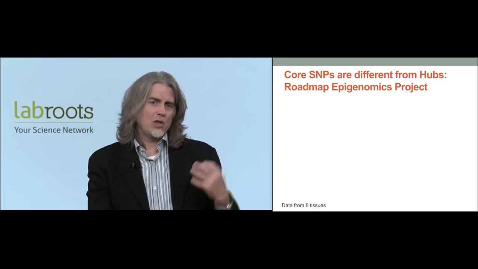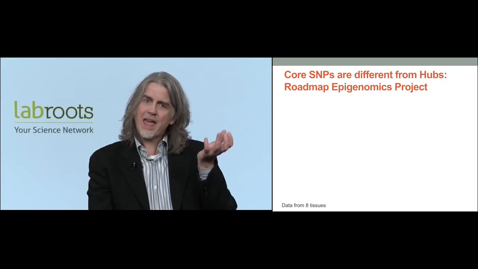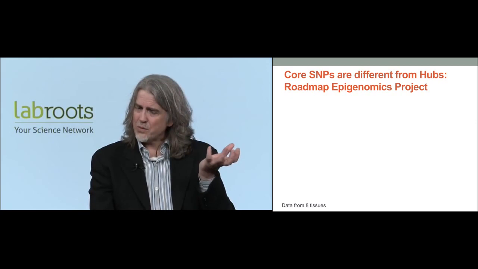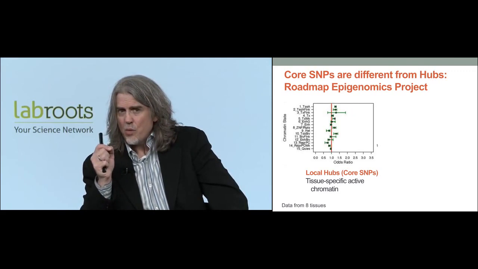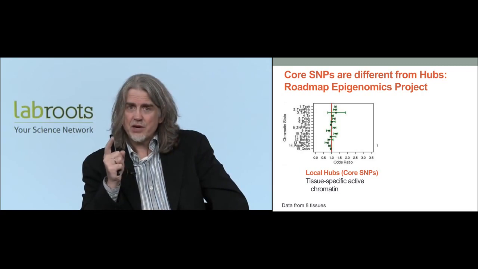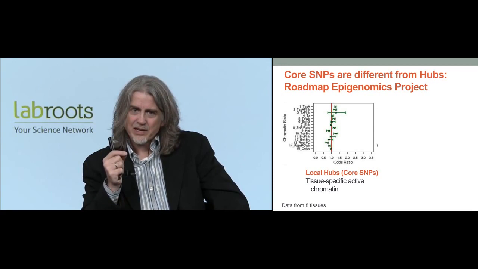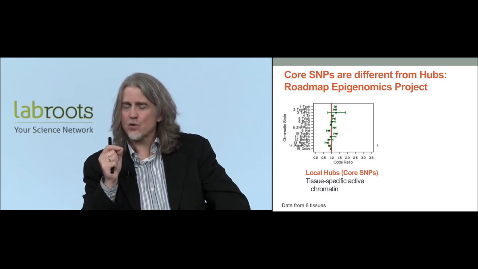We looked at the tissue-specific communities in those eQTL networks. And we asked ourselves, of those communities, what can we learn about the SNPs and their chromatin state? What was really interesting was when we compared the local hubs to the global hubs, we saw striking differences. When we looked in tissue-specific communities in each of these 8 tissues, what we saw was enrichment for SNPs that are in tissue-specific active chromatin.